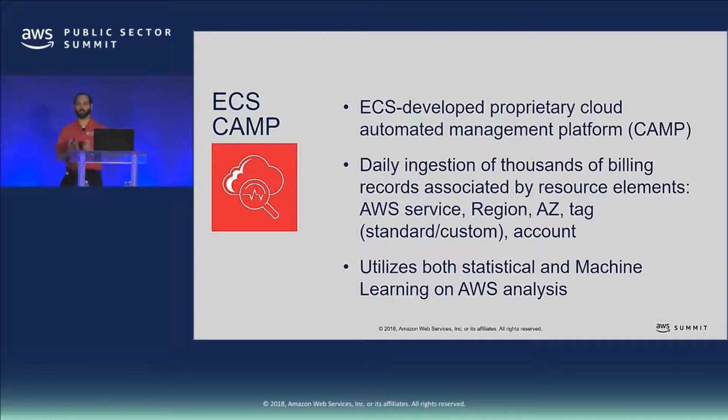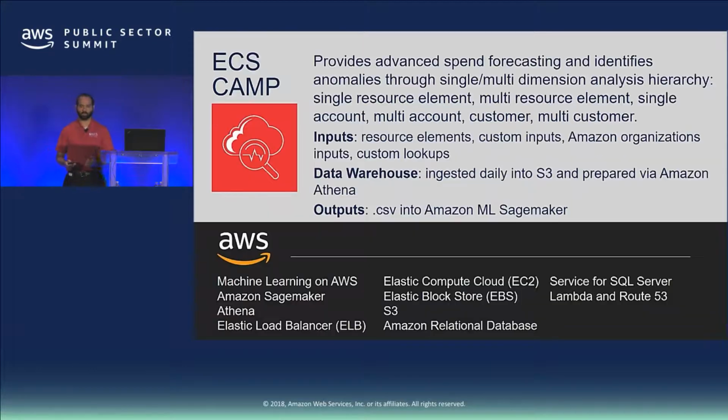At a core, what we're looking at is dimensions of data that we get on any customer that we support on their bill, such as the AWS service that was used, the region, the availability zone, the account, the tags, those types of metadata that will be available no matter what you're doing in AWS. Originally, we were leveraging statistical analysis, but in very recent years, we've been integrating ML algorithms into how we support our customers.